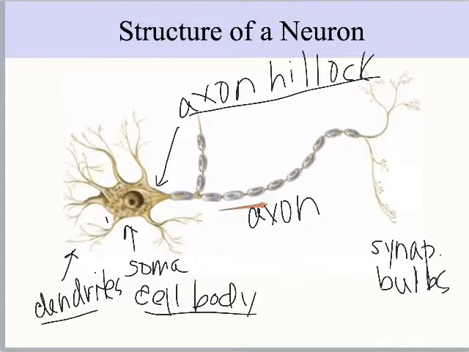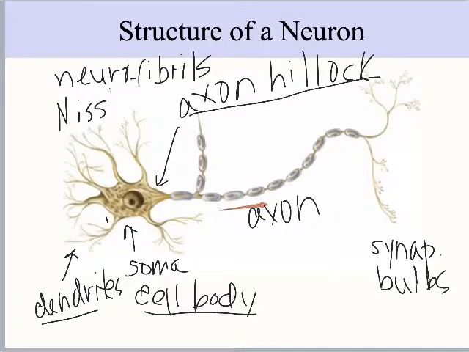Inside of the cell body, neurons have their own modified cytoskeleton, so that has neurofibrils. That's their specific kind of cytoskeleton. They have lots of actin in it. And they also have these things called Nissl bodies. Nissl bodies are aggregates of rough endoplasmic reticulum, so they can make neurotransmitters.